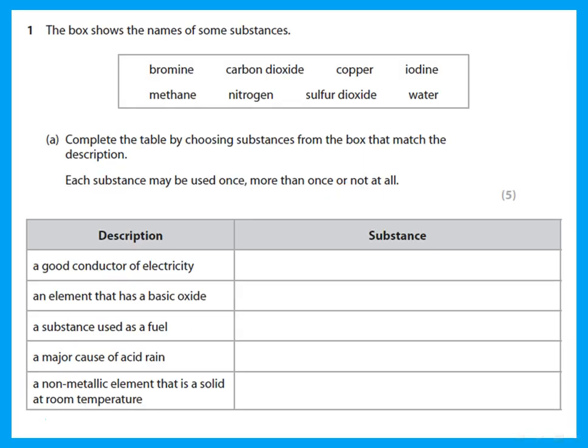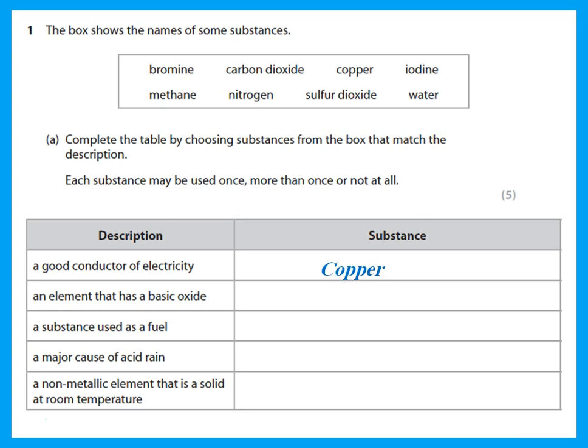So the first question says the box shows the names of some substances. Complete the table by choosing a substance from the box. Each substance may be used once, more than once, or not at all. So, a good conductor of electricity. Which of these would be a good conductor of electricity? You should realize that it should be a metal, and the metal here is copper.